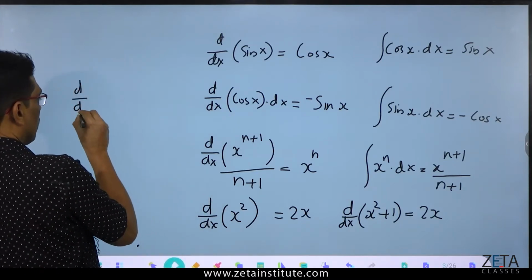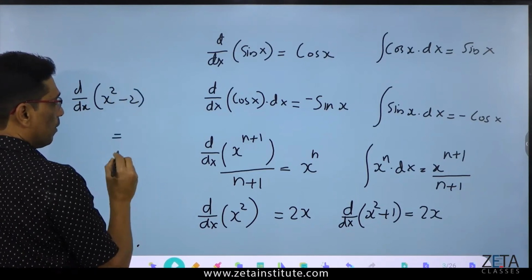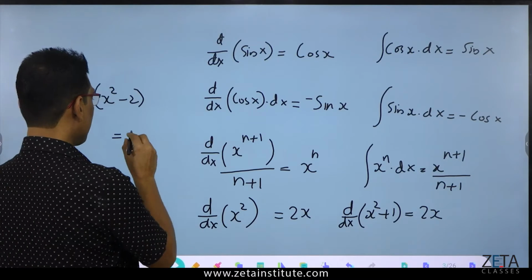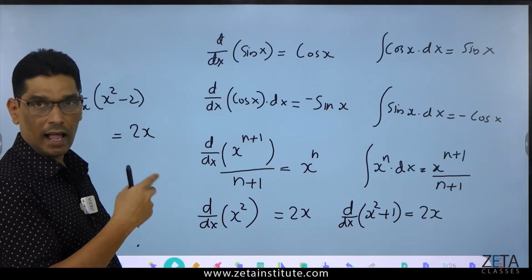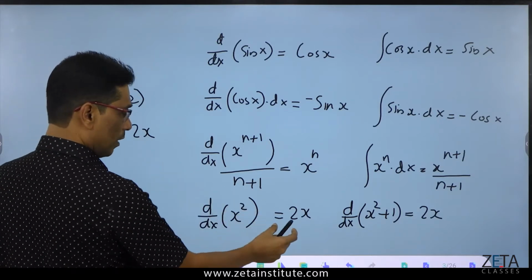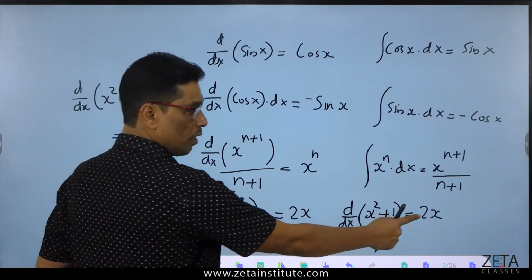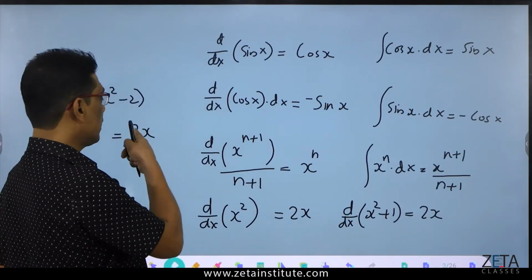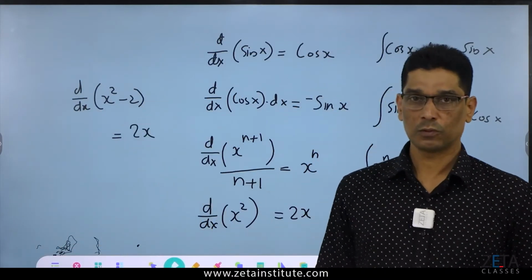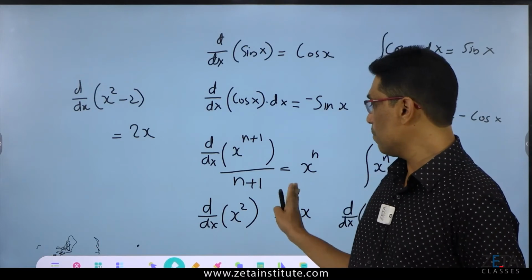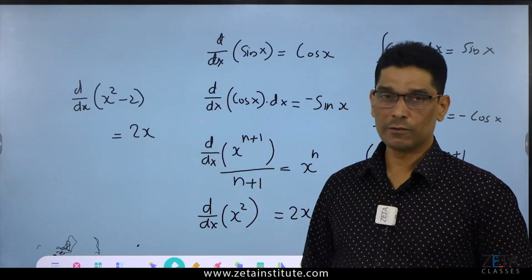We'll just write one more. Differentiation of x square minus 2, what will happen? Differentiation of x square minus 2, it is 2x. So if I take the integral, the anti-differentiation process like that, integration of 2x, I will get x square. Integration of 2x, again I am getting x square plus 1. Integration of 2x, I am getting again x square minus 2. Why does it happen? Because for the same integration, I am getting different values.